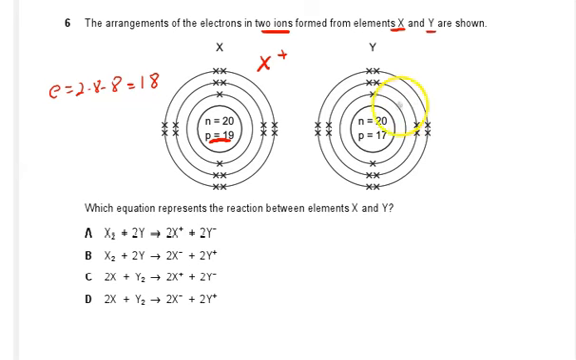And look here at Y. Here we have 2.8.8, which is 18, and this is a negative ion. And look at the proton number, we have 17 over here. So it means we have an additional one negative charge. So we have Y negative.